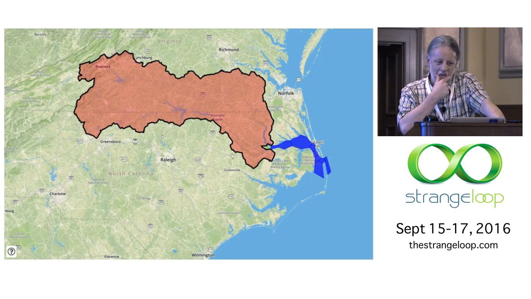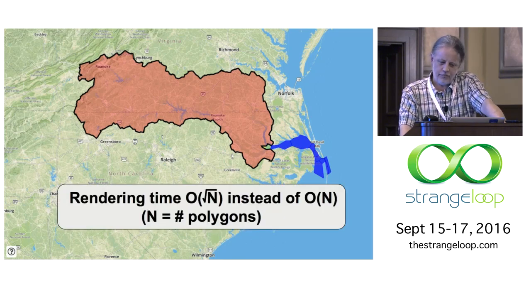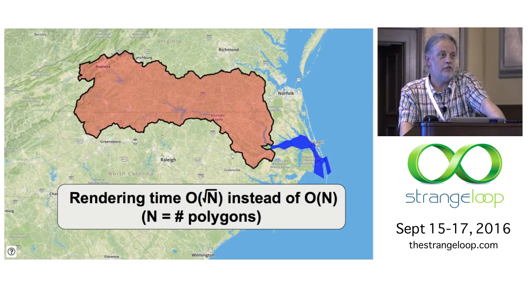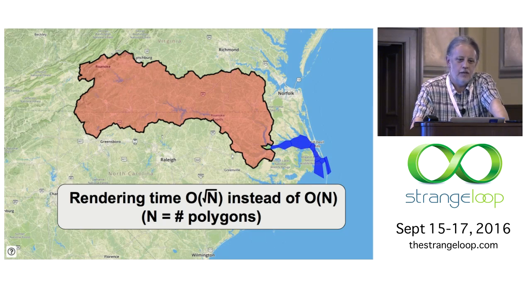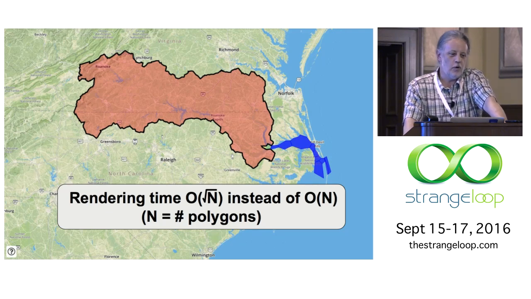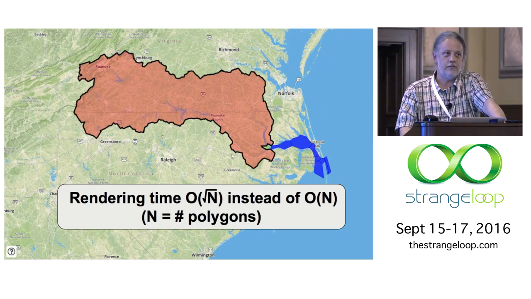And so it got the rendering time for these large blobs down from, say, order of n, where n is the number of polygons, to roughly order of square root of n. And so for large values of n, that was a huge improvement. And that's what finally got the rendering time down to several frames a second and allows the program to be fairly responsive.